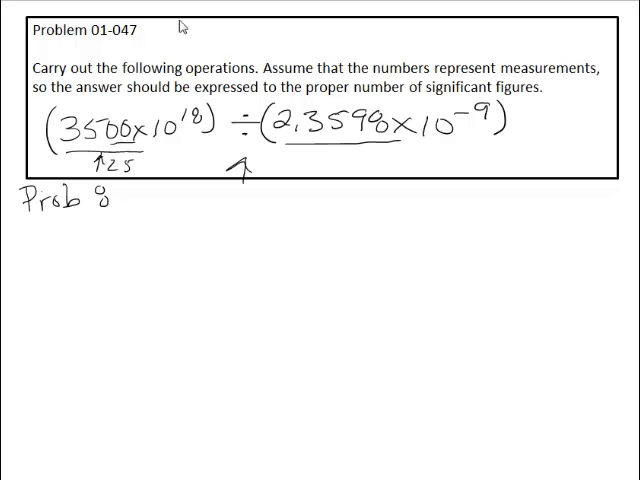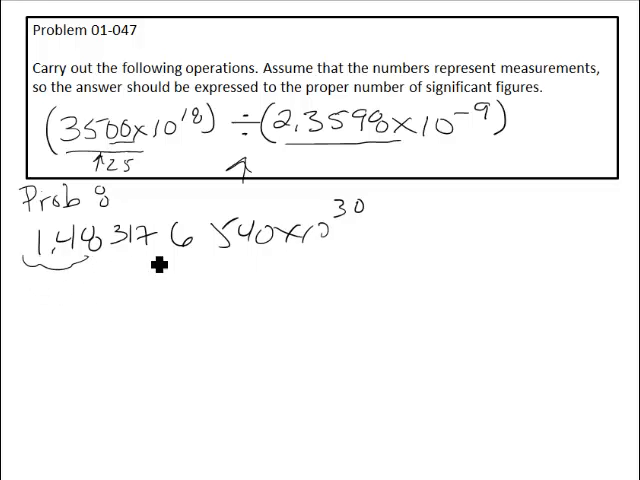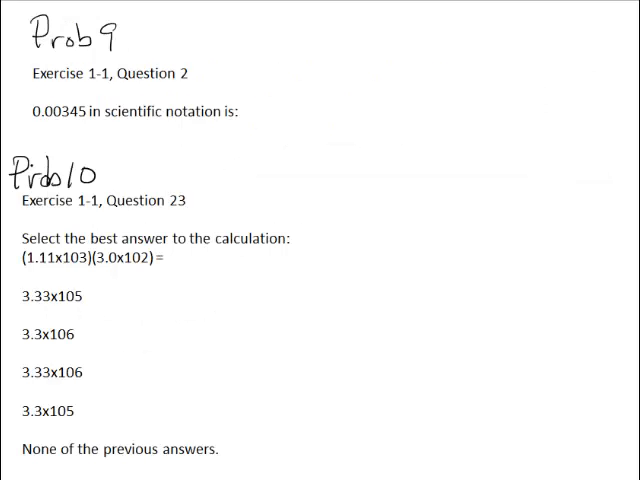Just to follow through here, when I put this into my calculator, I get an answer that is 1.48, and then it's 317.6540, and that is times 10 to the 30th. Now all we have to know is that there's 2 significant figures in our answer. So that is the third. We round right there. This becomes 1.5 times 10 to the 30th as the answer to this problem when expressed to the right number of significant digits.